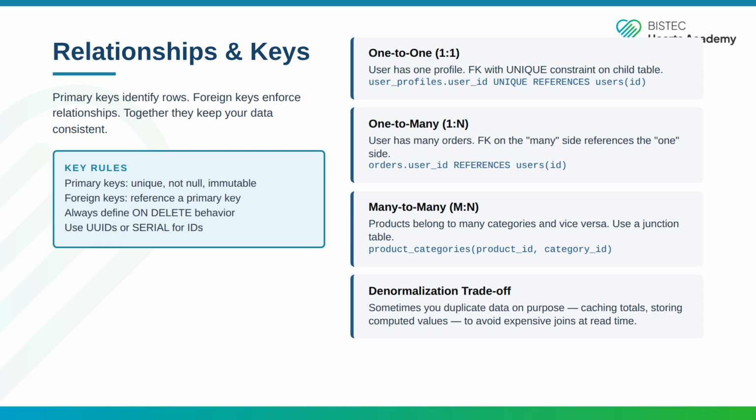Always define ON DELETE behavior on your foreign keys. Cascade means deleting a user deletes their orders. Restrict means you can't delete a user who has orders. Set null means orders keep existing but lose their user reference. Think about what makes sense for your domain. There is no universal right answer.